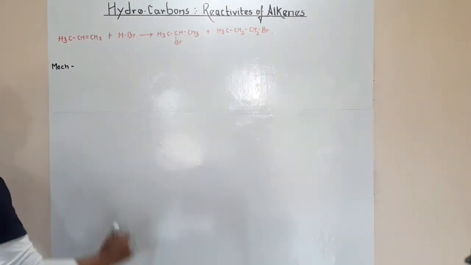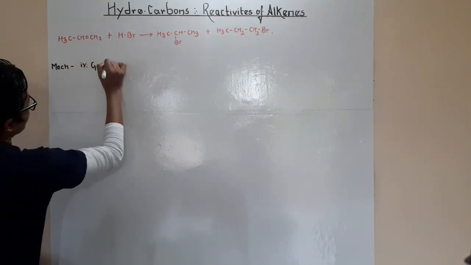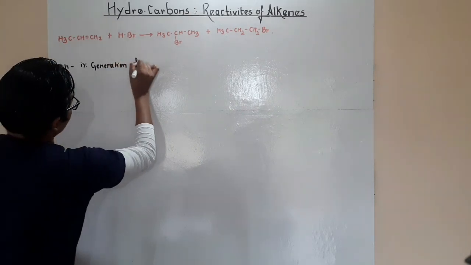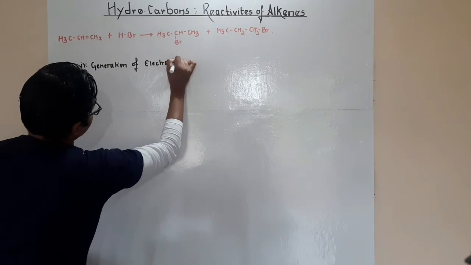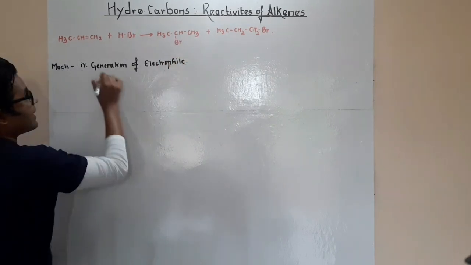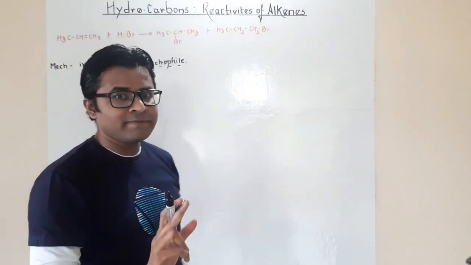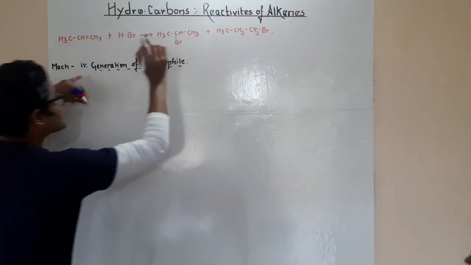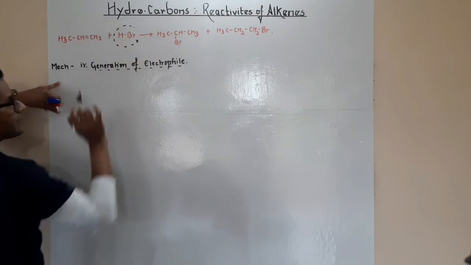In the first step, it is going to be the generation of an electrophile. Electrophiles are those species which contain positive charges. Correct. So our first reactant is this particular hydrogen halide.